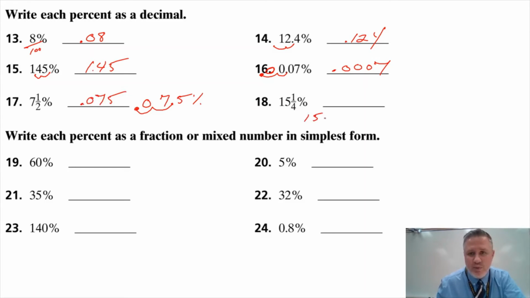Same thing here. It's 15.25. When I go 2 places to the left, I get 0.1525. So that's how you do those.